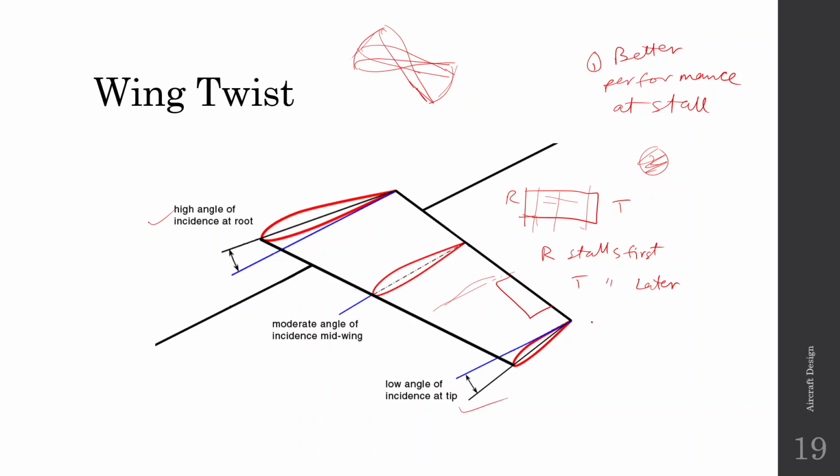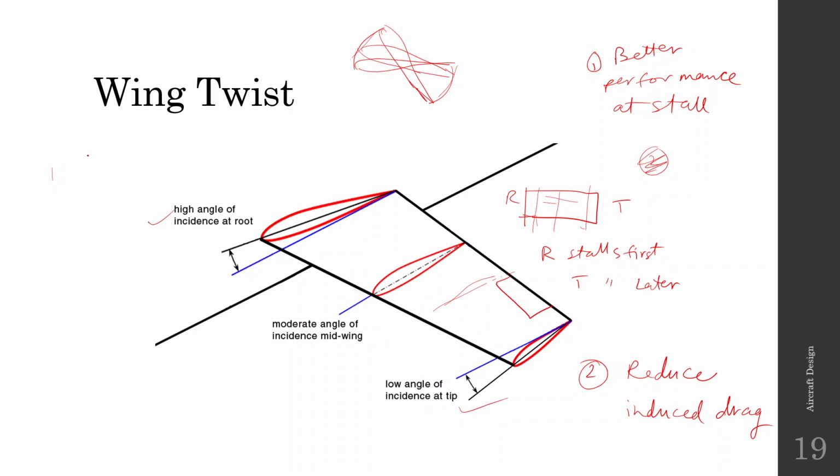And the second reason for doing this is that it can also reduce the induced drag. Now how can it do that? As I said previously, the induced drag is proportional to the lift. If you are producing more lift, then the pressure differential will be more, and because of that the vortices will be more and the drag will be more.